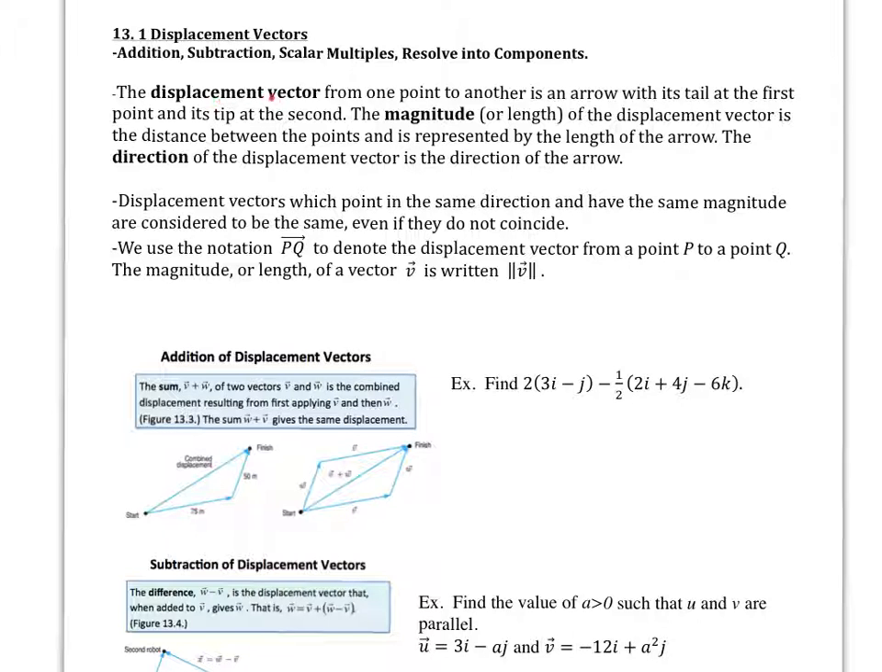The displacement vector from one point to another is an arrow with its tail at the first point and its tip at the second. The magnitude or length of the displacement vector is the distance between the points and represented by the length of the arrow. The direction of the displacement arrow is the direction of the arrow.